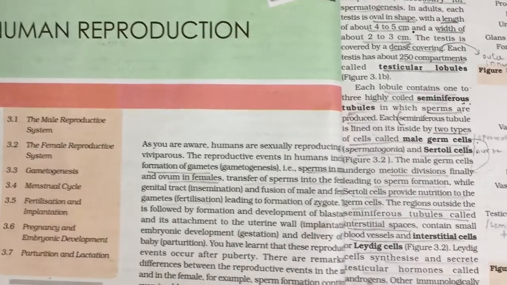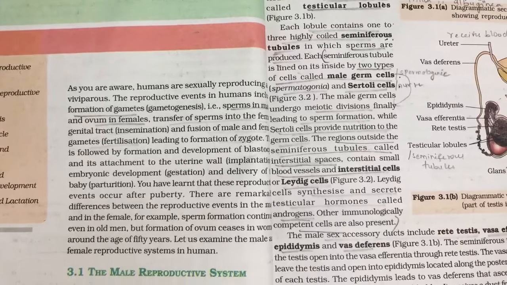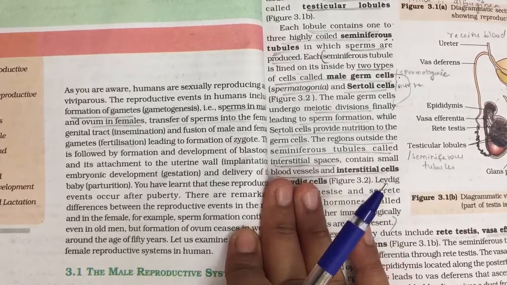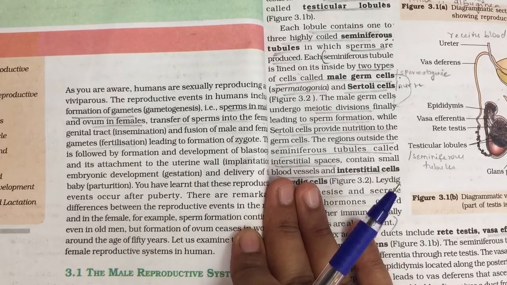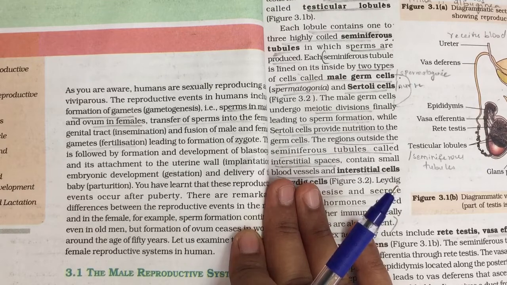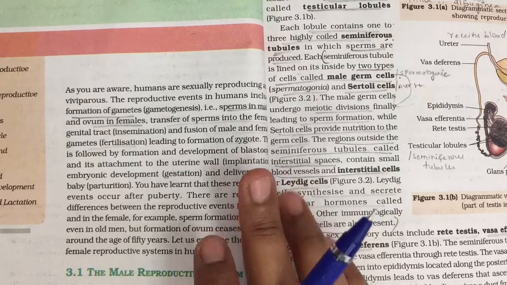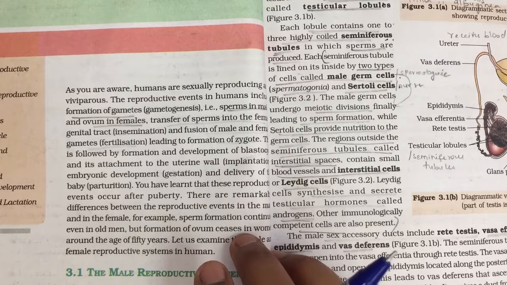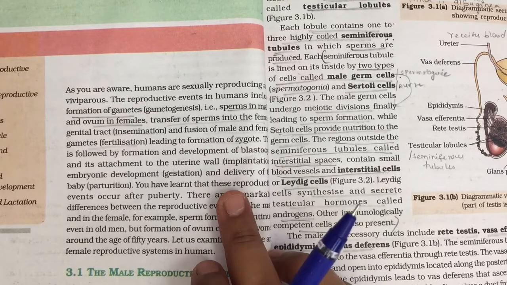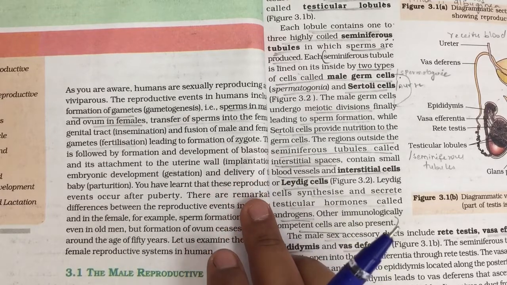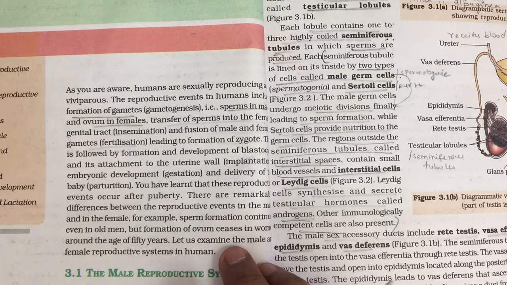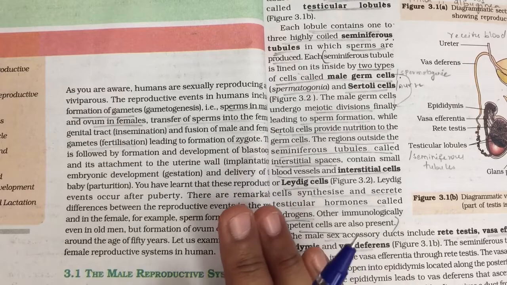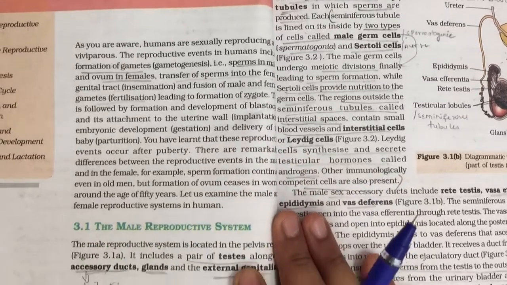This chapter is a continuation of your first chapter, where we discussed sexual reproduction. You must know the basic concepts of what we discussed in the first chapter: pre-fertilization, fertilization and post-fertilization. In pre-fertilization we said gametogenesis and gamete transfer, then fertilization, and in post-fertilization there is the formation of zygote and embryo. Same concept, same continuation you will find here also.